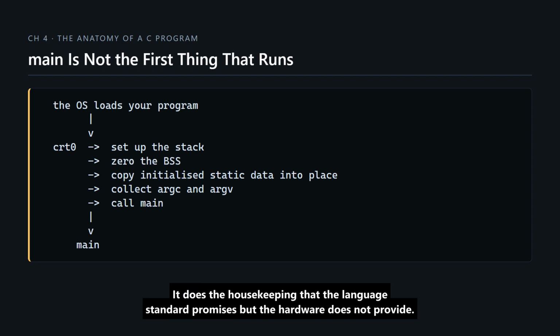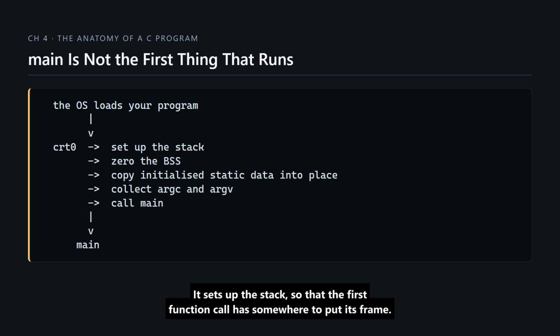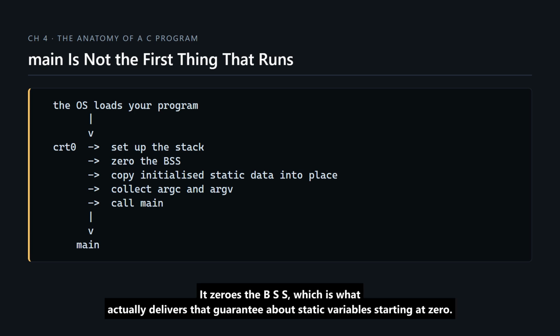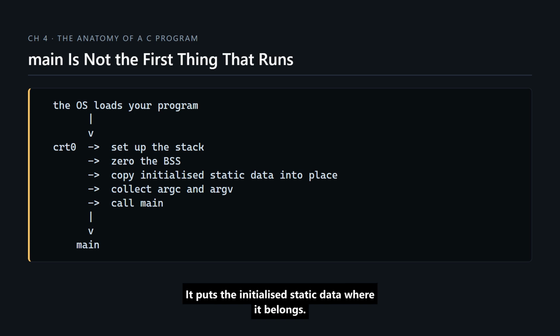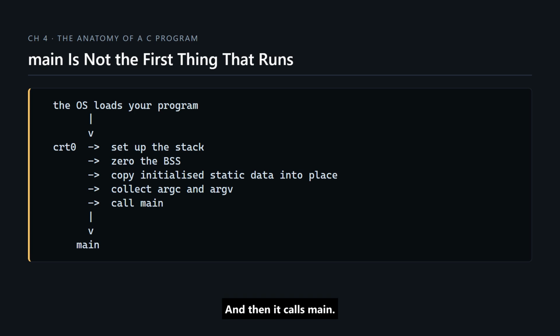It does the housekeeping that the language standard promises but the hardware does not provide. It sets up the stack so that the first function call has somewhere to put its frame. It zeroes the BSS, which is what actually delivers that guarantee about static variables starting at 0. It puts the initialized static data where it belongs. It collects the command line arguments into argc and argv, and then it calls main.